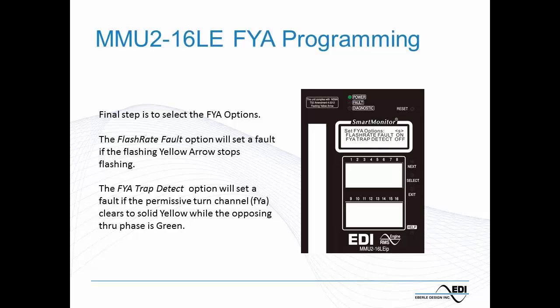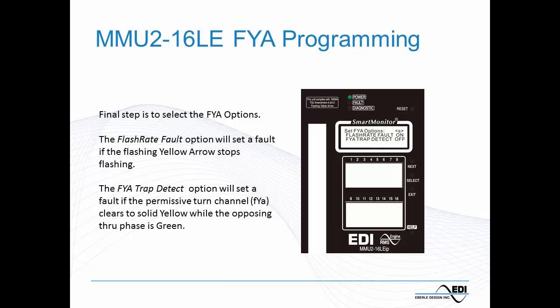So the last page of the setup is to program 2 available options. The first is the flash rate fault. This is what we discussed earlier. If the flashing yellow arrow stops flashing, the MMU will detect that as a fault, transfer the cabinet to flash operation. If that option is in the off state, then we don't detect it as a fault, and we'll have to rely on maintenance or a motorist report to indicate there's a problem there.